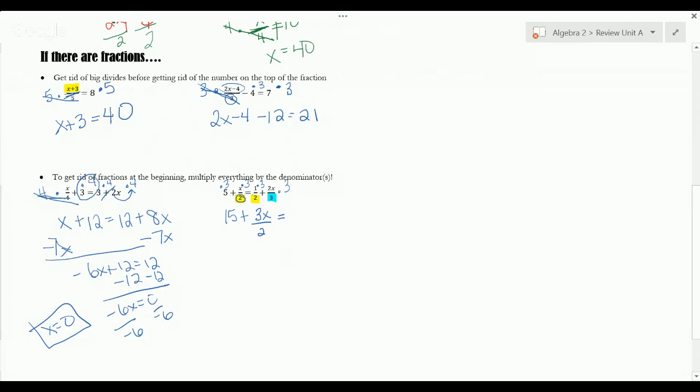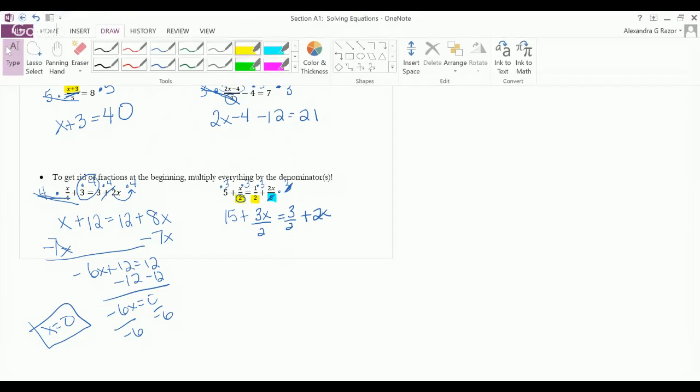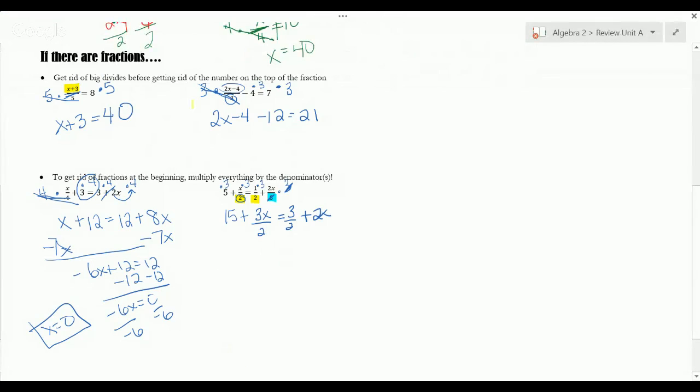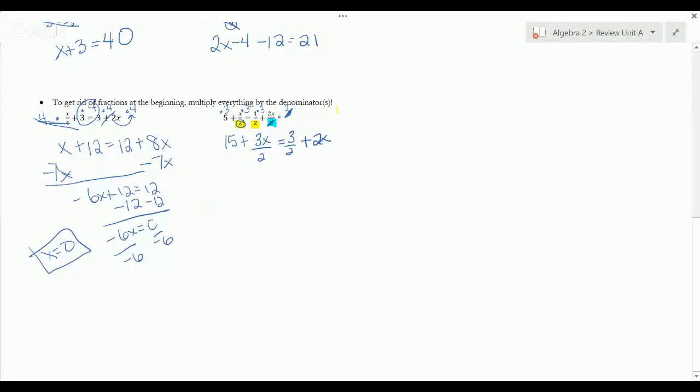And same thing over here. 1 times 3 is 3 over 2. And here, these 3's crossed off. So then I'm left with a plus 2x. Now let's see my other denominator I have. I still have my 2's. So now I need to get rid of my 2's. So let's change to a different color.